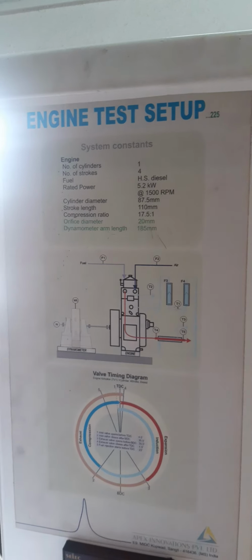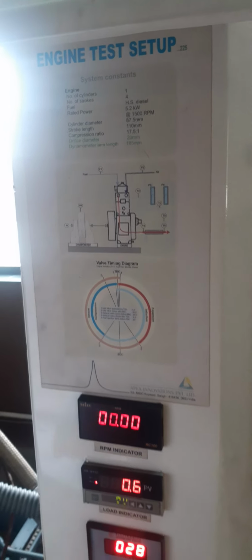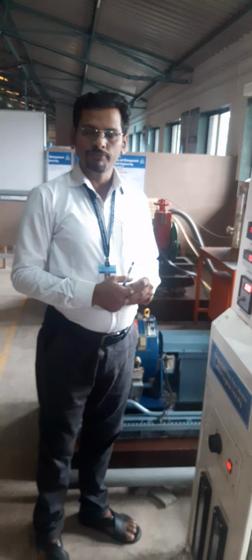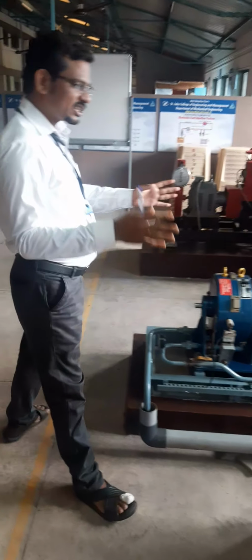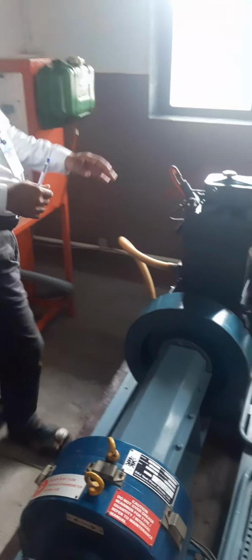Okay, so in this one we can calculate different parameters like brake power, thermal efficiency, volumetric efficiency, indicated power, brake specific fuel consumption, air fuel ratio, etc. So this is our experimental setup. This is the single cylinder 4-stroke diesel engine.